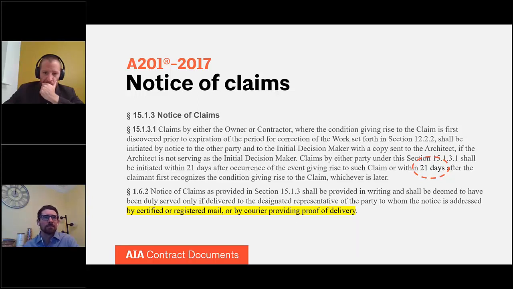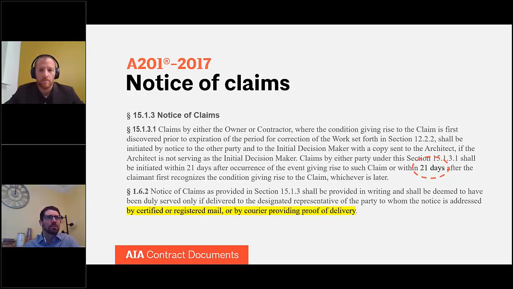limit at 21 days, and that's 21 days after the occurrence of the event giving rise to the claim, or 21 days after the claimant, so in this case it'd likely be the contractor, first recognizes the condition giving rise to the claim, whichever is later. The number of days here in 15.1.3 is regularly modified during the negotiation of the contract, so make sure that you understand when the deadline is for submitting a claim.